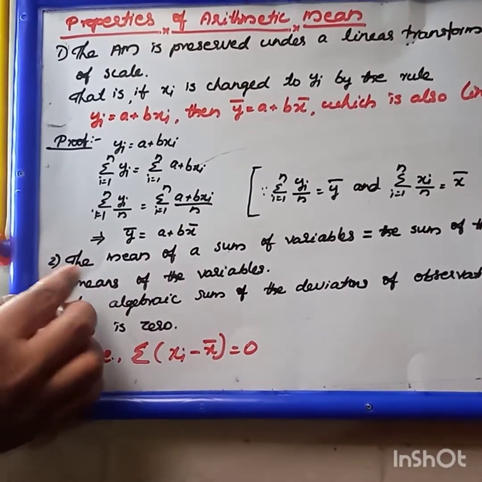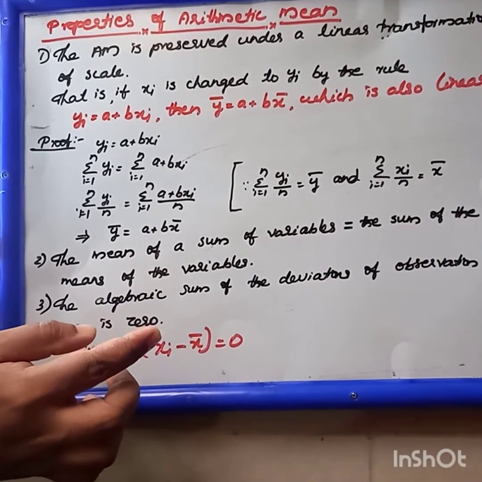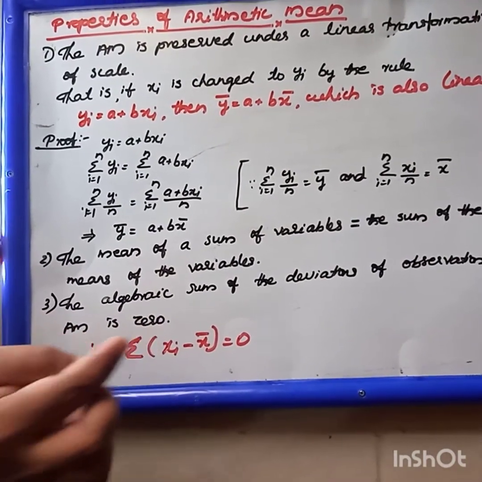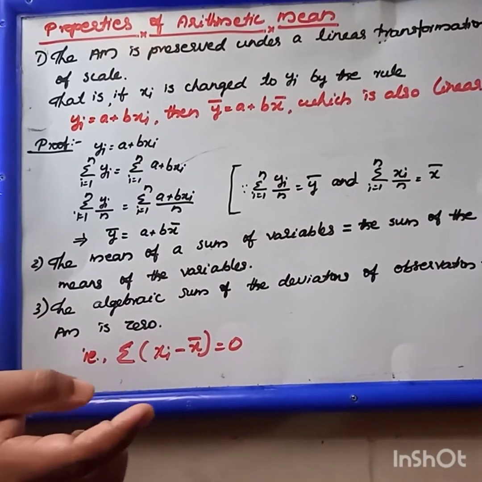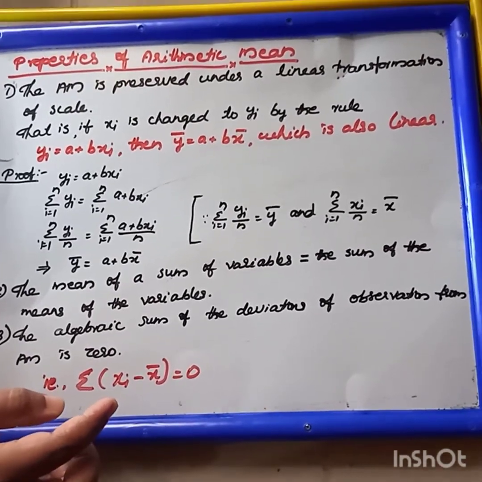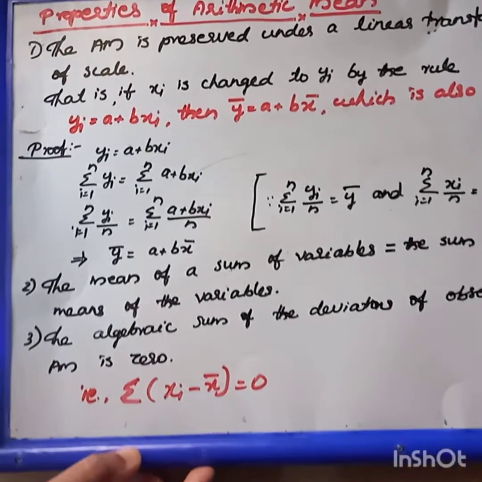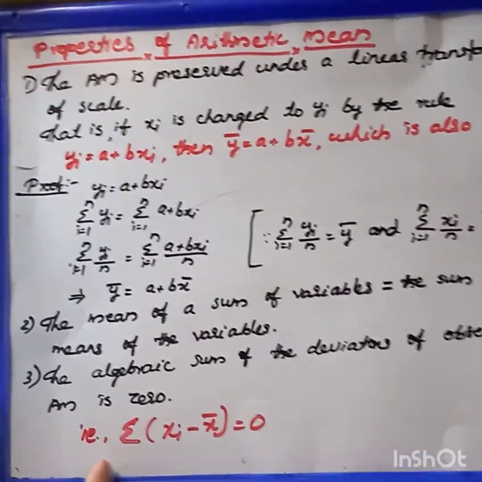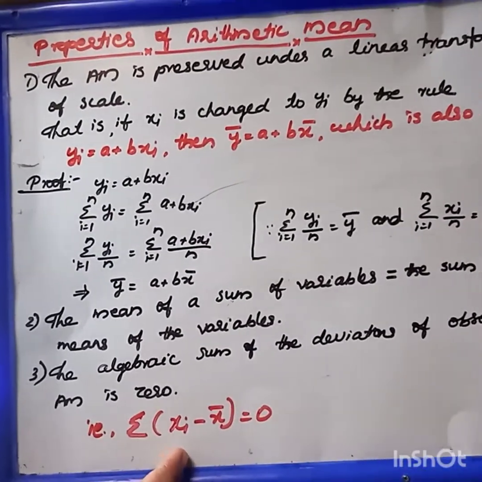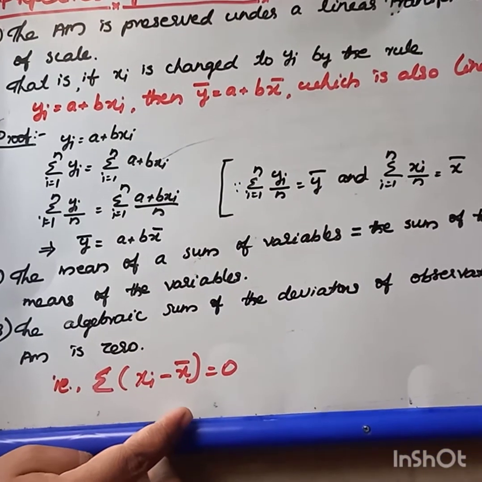Second property, the mean of a sum of variables is equal to the sum of the means of the variables. Then third property, the algebraic sum of the deviations of observations from arithmetic mean is 0. That is, summation xi minus x bar is equal to 0.